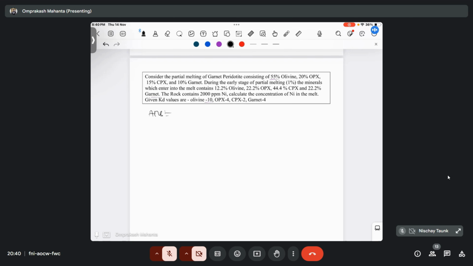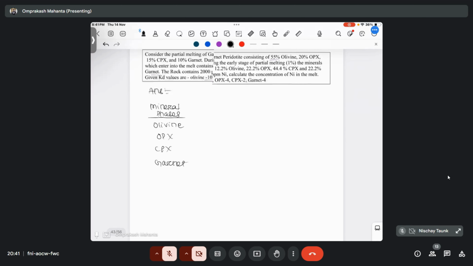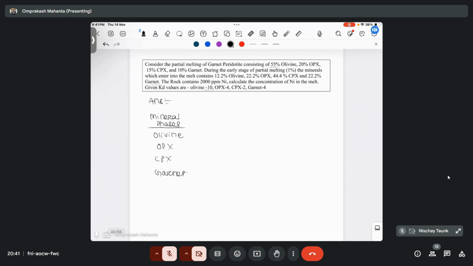Then calculate the concentration of Ni in the melt. We want to calculate the CL value. Kd values are given: for olivine it is 10, for OPX 4, for CPX 2, and for garnet 4. So if the question is lengthy, try to do it in tabular form. I'm writing all the mineral phases here: olivine is present, OPX is present, CPX is present, along with garnet.